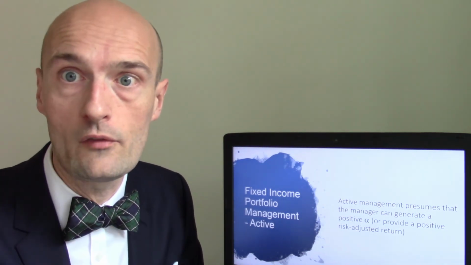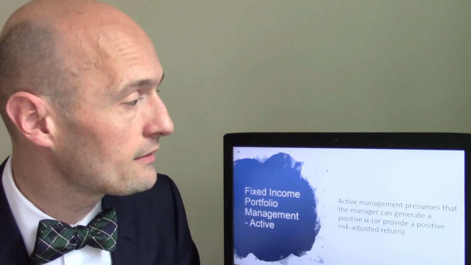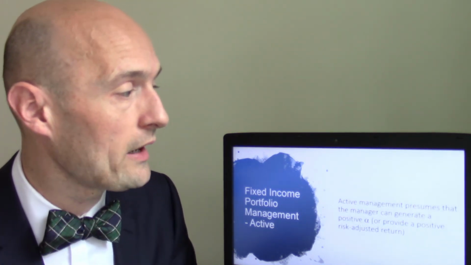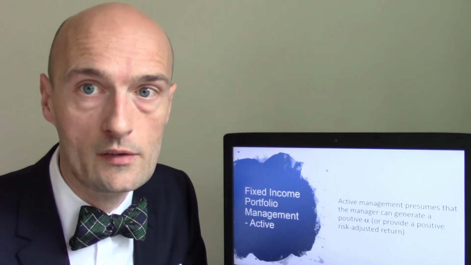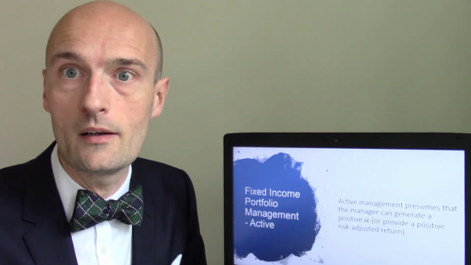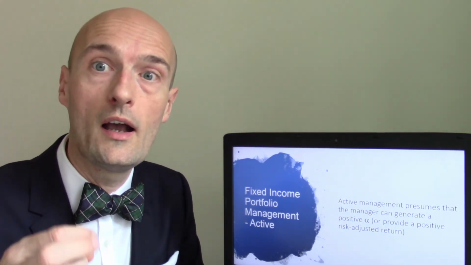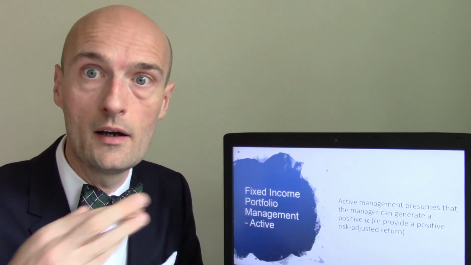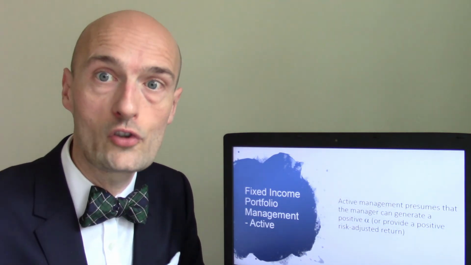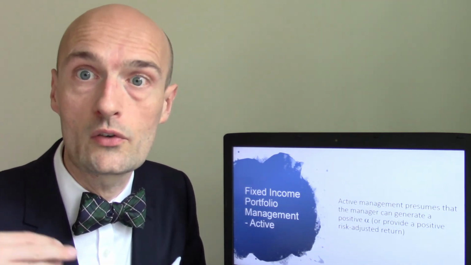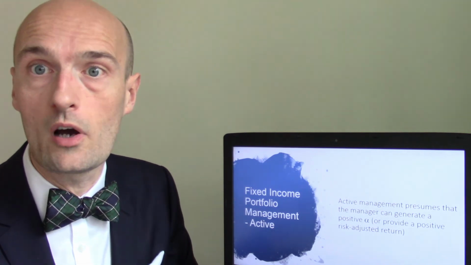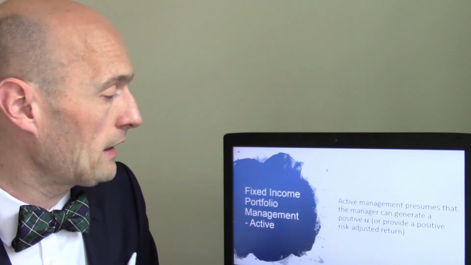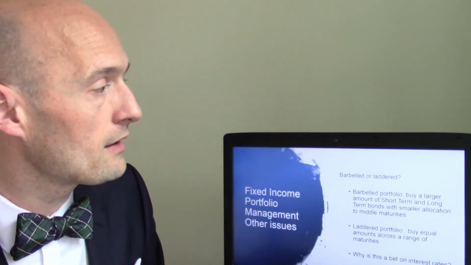And we talked about alpha and beta in yesterday's class. That essentially is the idea that the active manager is trying to provide a positive risk-adjusted return. So beta is the market return, and obviously you can lever beta if you want to just have high beta. But alpha is a positive return that is not explained by the movement of the index or the market in general. And so that is the goal of an active fund manager in fixed income.